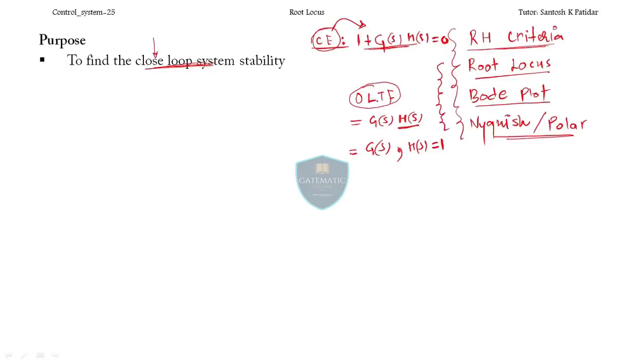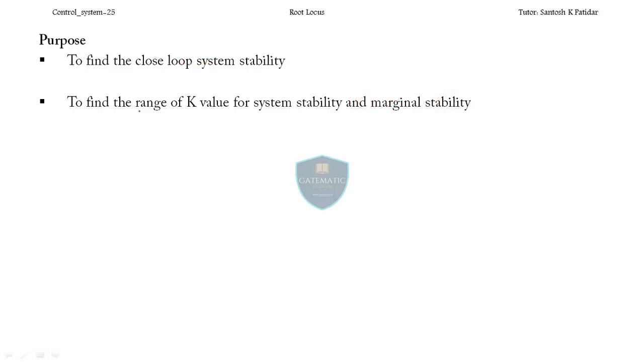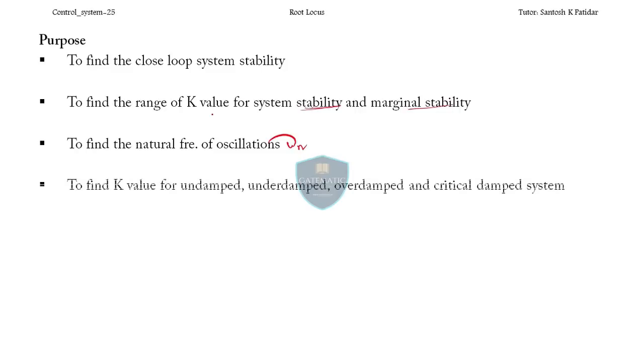We'll discuss that. Let's come to the second point: to find the range of K value for the system stability and marginal stability. This thing we did in the RH criteria also, isn't it? The next one is to find the natural frequency of oscillation. Definitely we'll find out the omega n. We'll find the value of K for system stability and marginal stability. What will be the range? Conditional stable means, correct? Now the next one is to find the K value for the undamped system.